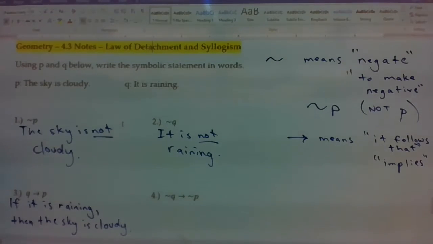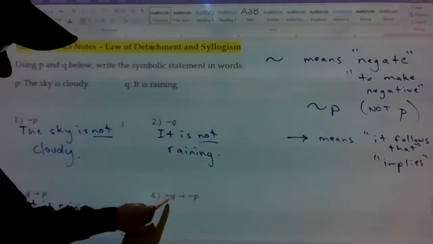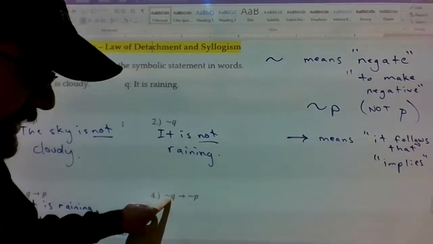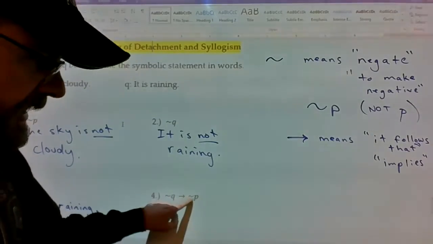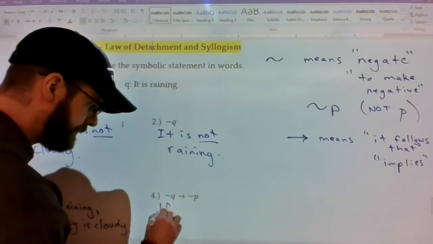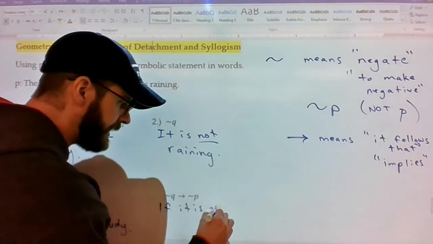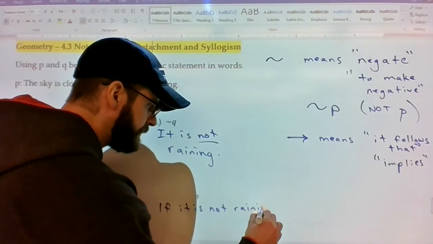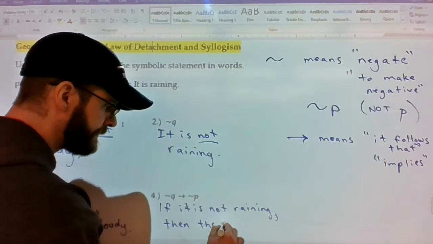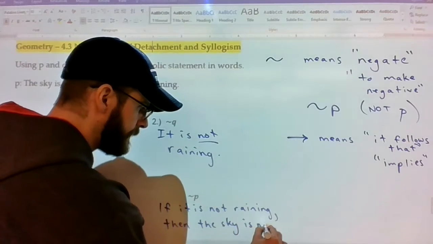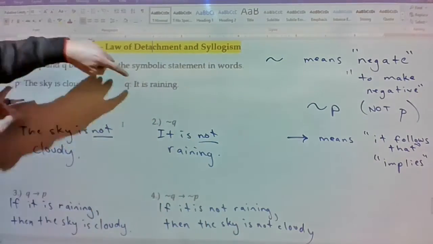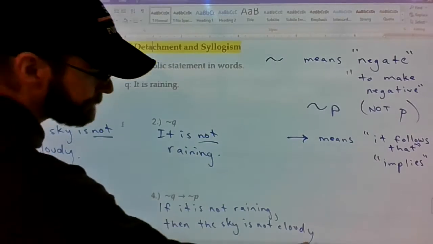Right, so if you see a tilde in front of the Q and a tilde in front of the P, not Q implies not P. If it is not raining, then the sky is not cloudy. All it did was reverse the P and the Q and made them both negative.